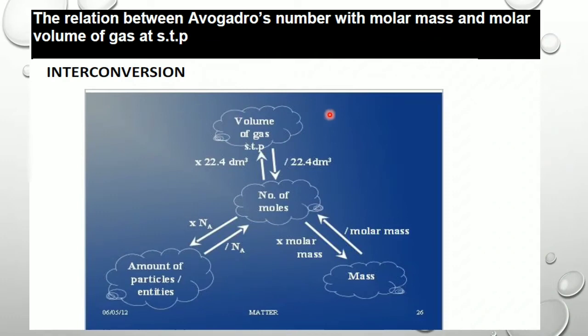And how about the volume of gas at STP? We multiply by the molar volume, which is 22.4, to get the volume of gas at STP. If the question gives the number of moles and we want to find the mass of the atom or molecule, we multiply by the molar mass. To find the number of moles, we do vice versa, which is mass divided by molar mass. This is just a summary of the formulas which we are going to learn in 3.1.